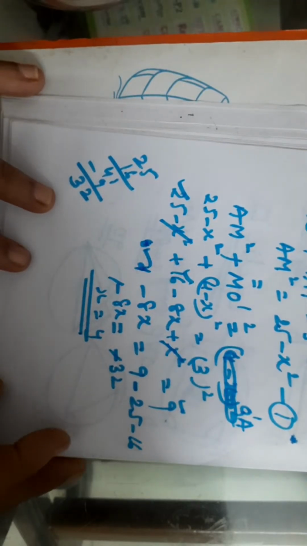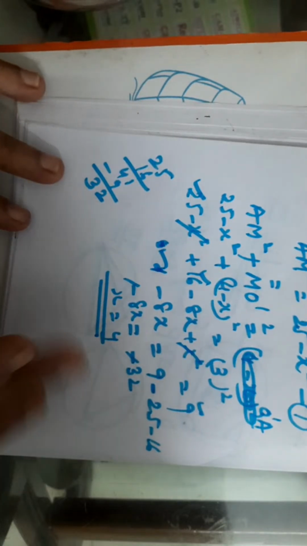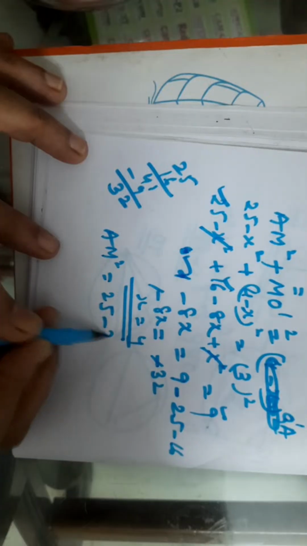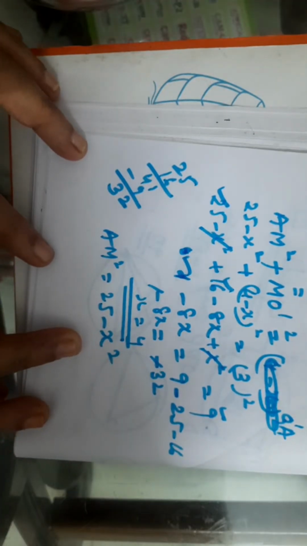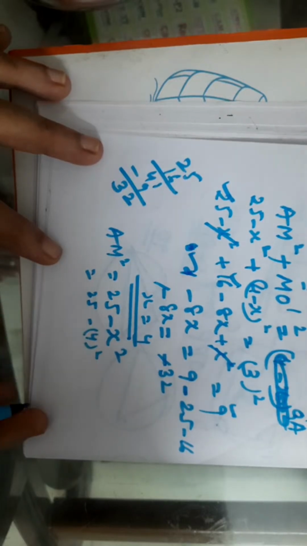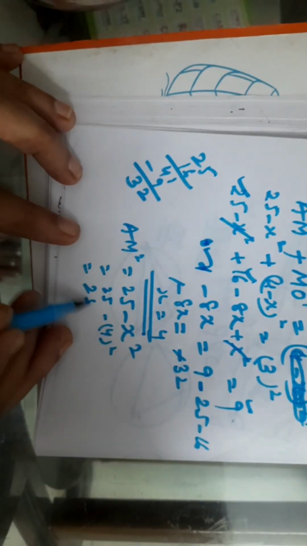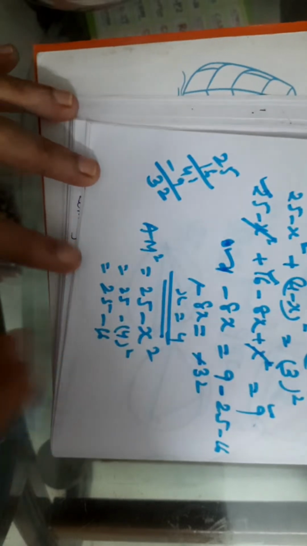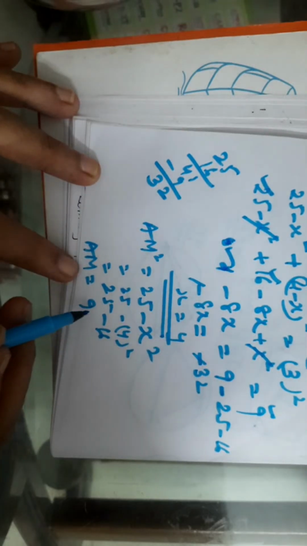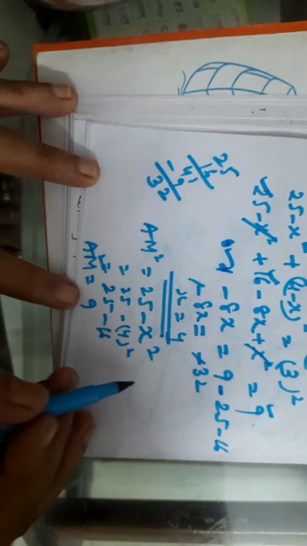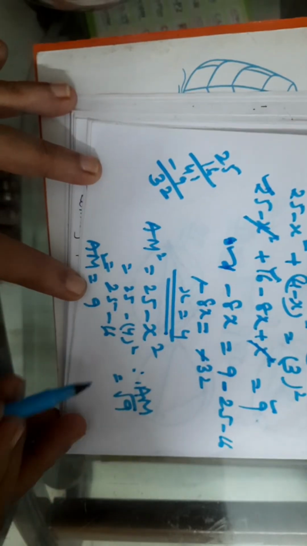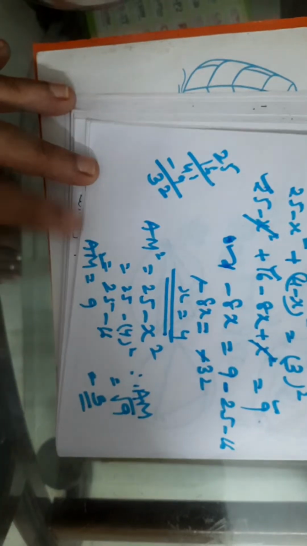But you need to find out what AM square is. So how to get AM square? AM square was 25 minus x square. X we got 4, so replace it with 4. 25 minus 4 square, so it is 25 minus 16. 25 minus 16 is 9. Thus AM square is 9. So AM will be root over 9. Root over 9 is 3. We got the value of AM.